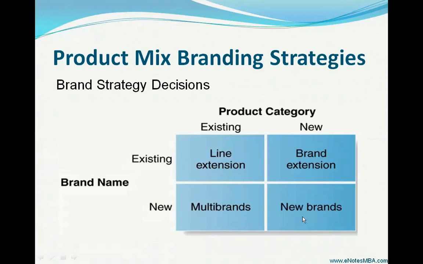The fourth strategy is new brands. Following this strategy, new brand name is given for a new product category. For example, Tata's Fast Track, a youth accessories brand, and Tanishq, a jewelry brand, are two different brands of two different categories.